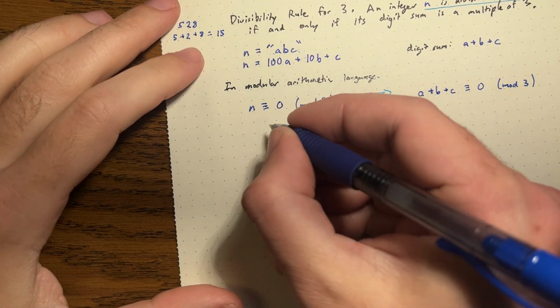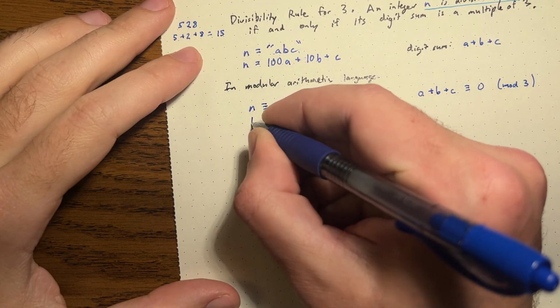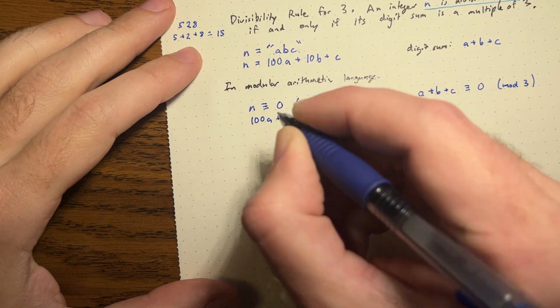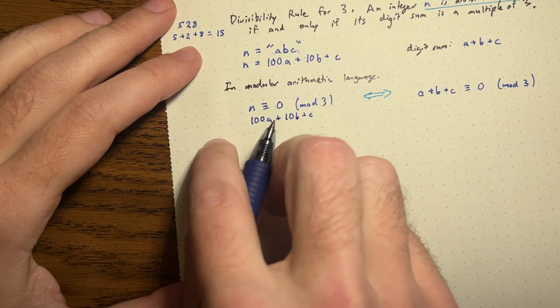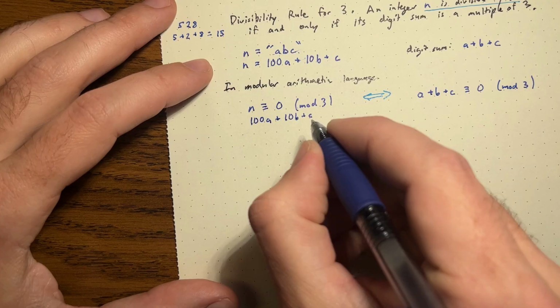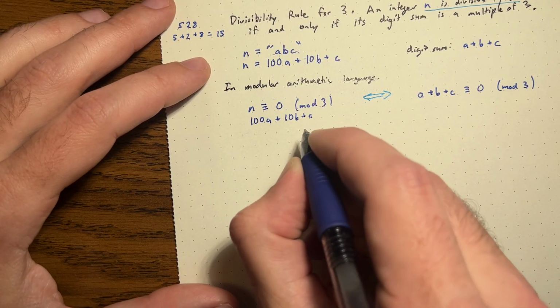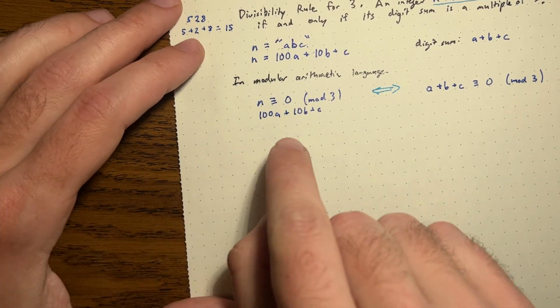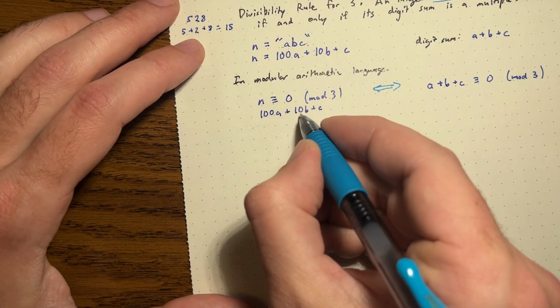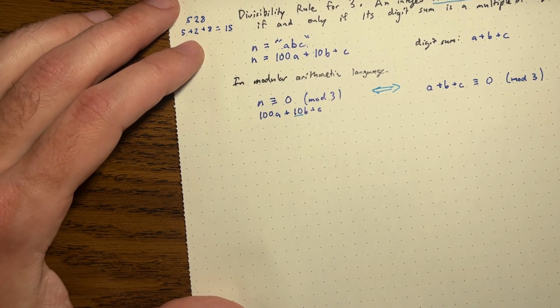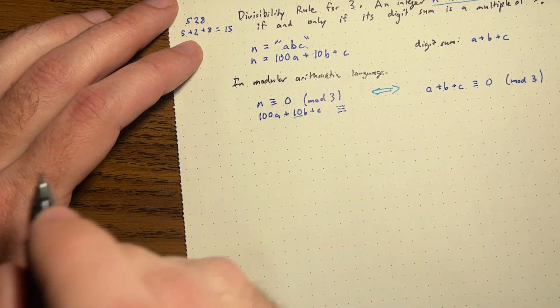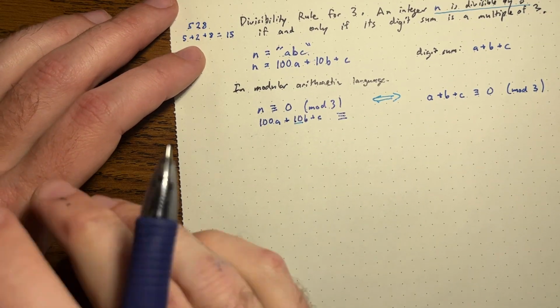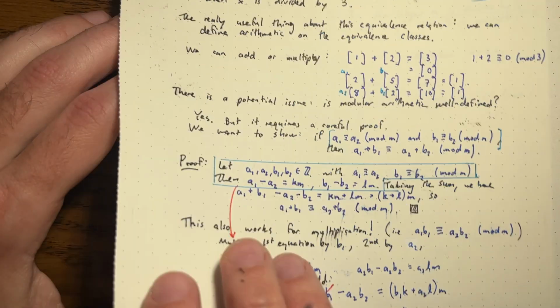Okay, well, what is n? So n is 100a plus 10b plus c. And again, you can go further out if you have thousands place, etc. But see, here's the point. I see a 10 times b, right? But if I'm in modulo 3, I can replace that 10 with anything in its congruence class.